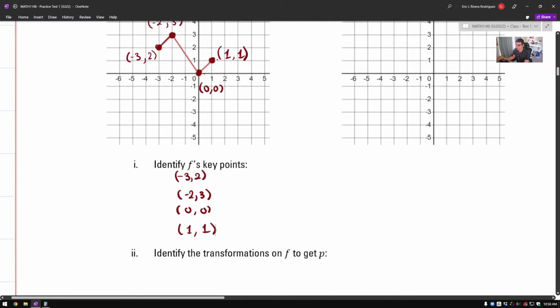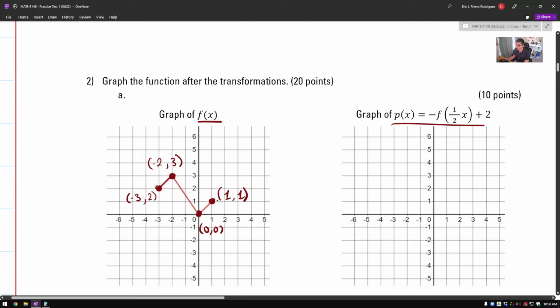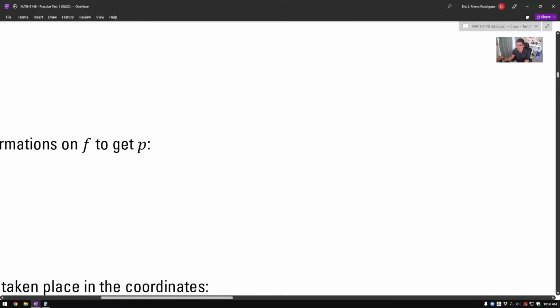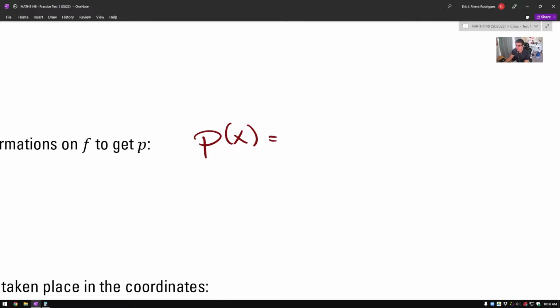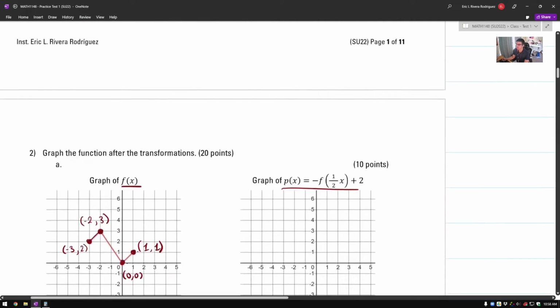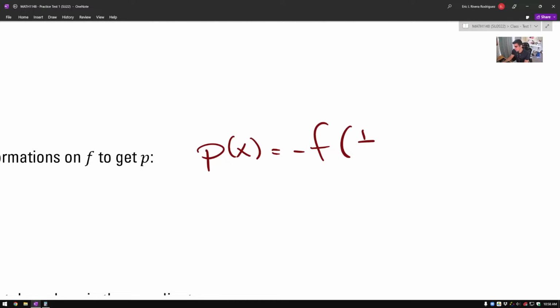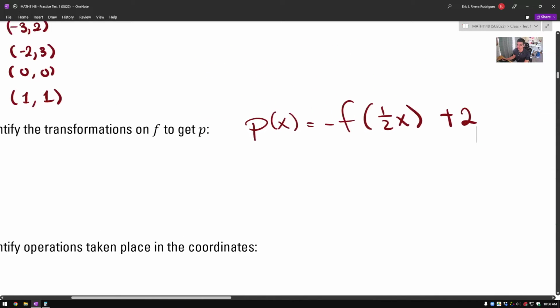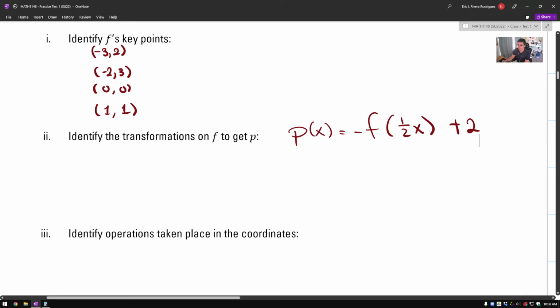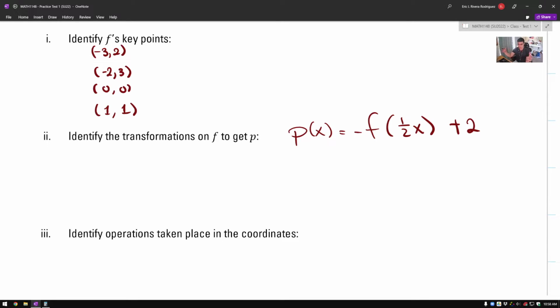Okay. Next, we need to identify the transformations. So what I'm going to do is to write here p of x is equal to minus f of 1/2 x plus 2. From here I'm going to identify the transformations. The first transformation, from the input to the output, is going to be a horizontal stretch by a factor of 2.